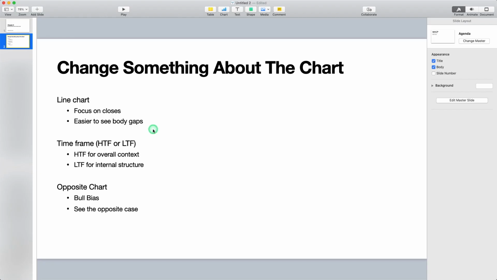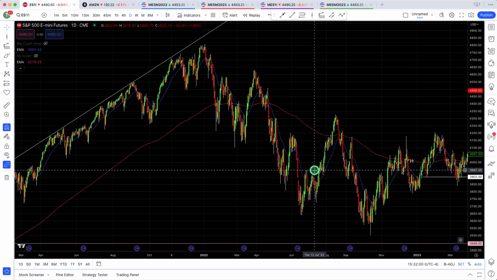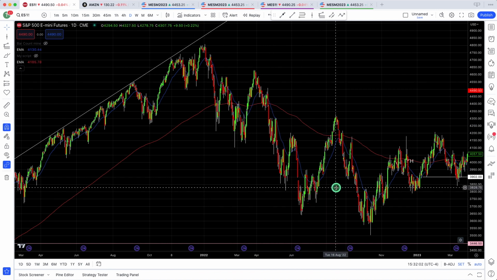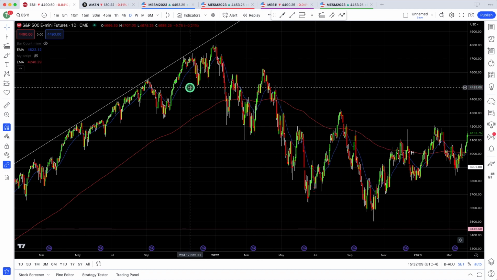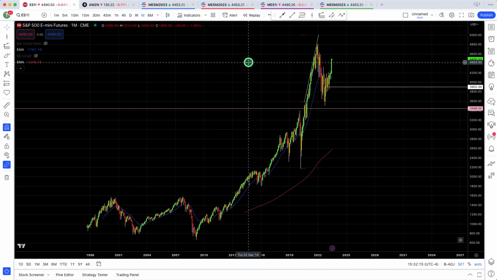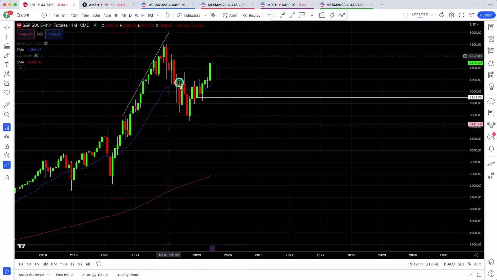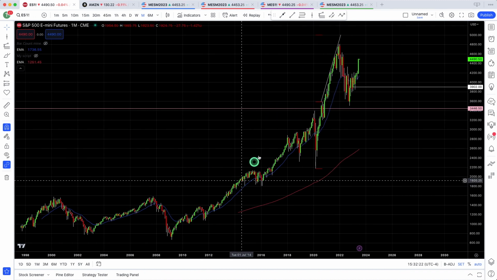The second thing we can change about a chart is to look at a lower time frame or a higher time frame. So just as a simple example, this is the ES daily chart, and we have a bear channel. And by looking at this, it's important to understand what context this is happening in. An easy way to see the context is to just go up a couple time frames. So from the daily chart, we go to the monthly chart, and we see that whole bear channel is just a tiny pullback in a much stronger bull trend.